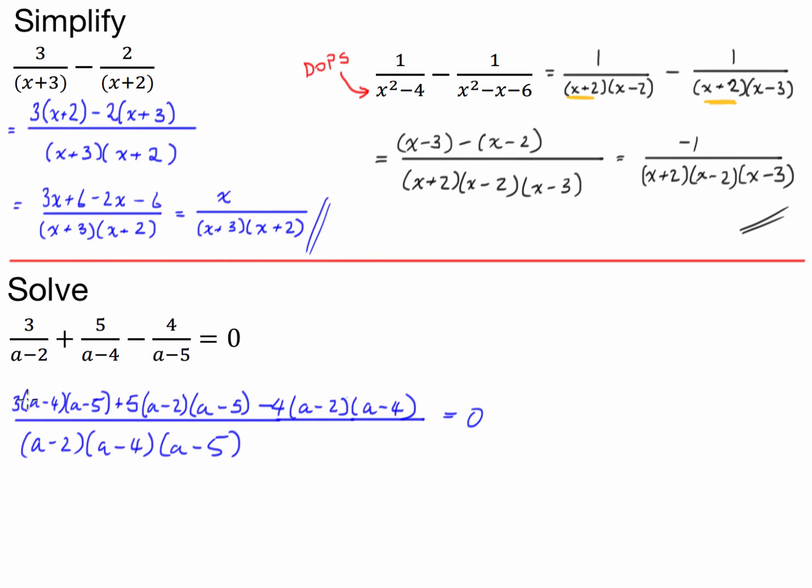To start with, I'm going to multiply out my brackets here. It's probably good if you practice multiplying out these quadratics in their fully factored form, because it'll make your life a lot easier when it comes to doing questions like this. For example, we've got 3, and this is going to be multiplied by a squared minus 9a plus 20. And this is going to be added to 5, multiplied by a squared minus 7a plus 10.